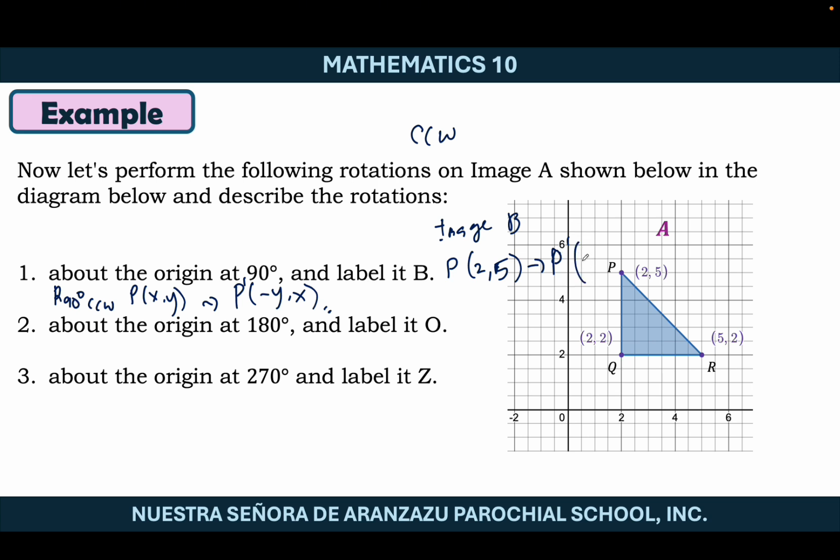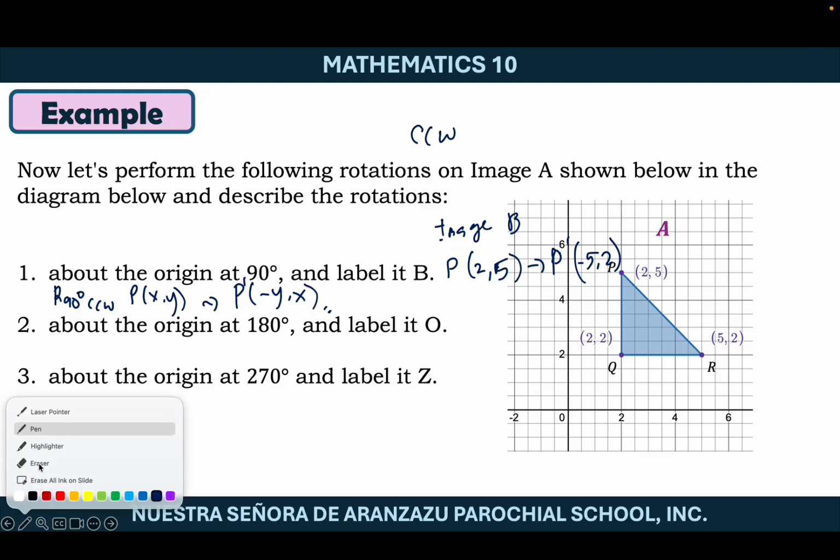Switch their position, so 5, 2. Then, change the sign of your y. So, the 5 will become negative. Okay?